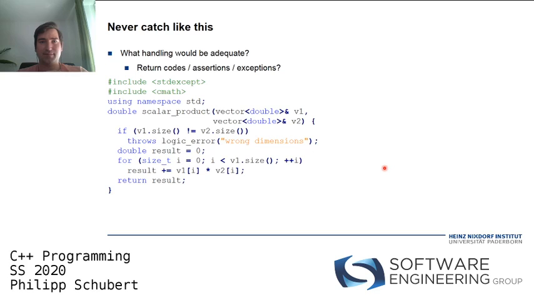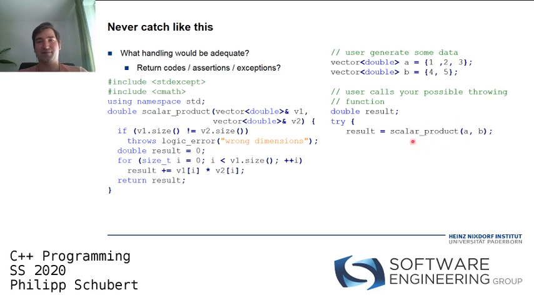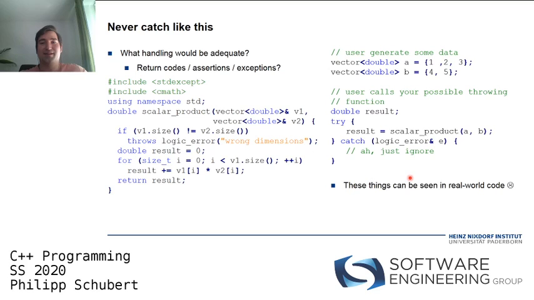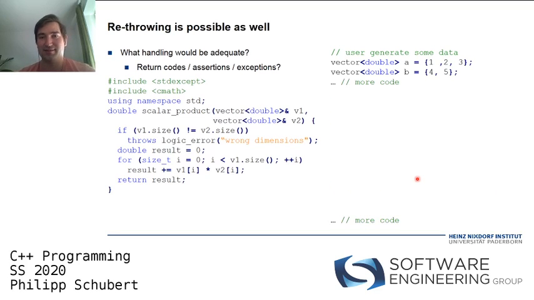What else? Never catch like this. So throw a logic error here, and then just have a try where you call your scalar product and have an empty catch. You can really see this in practice. This just ignores whatever exceptional error just happened and continues as if nothing has happened. This can be seen in the Java world quite often. It can be seen in real-world code, but please never just ignore exceptions. An exception is an exceptional error, and you have to do something about it. Don't just ignore it.